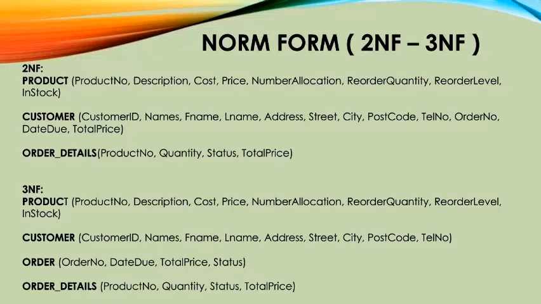And for the customer table, we have customer ID, name, first name, last name, address, street, city, postcode, the number, order number, date due, and total price. And for the order details, we have product number, quantity, status, and total price.